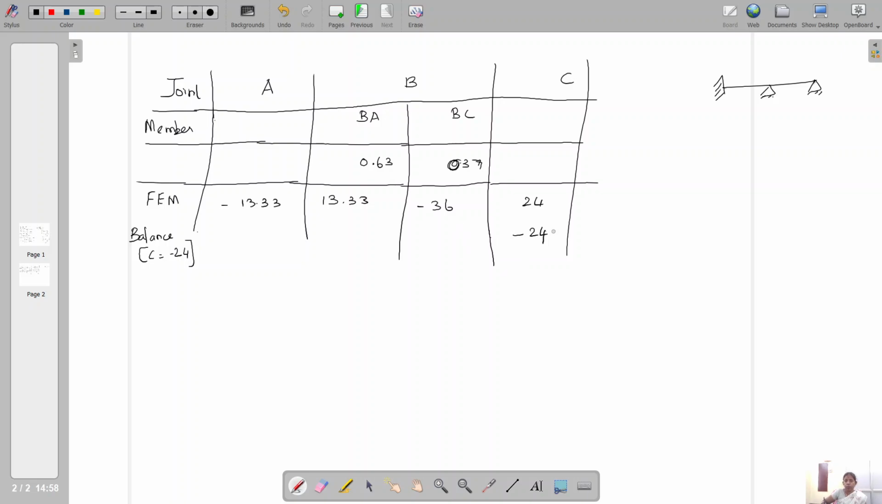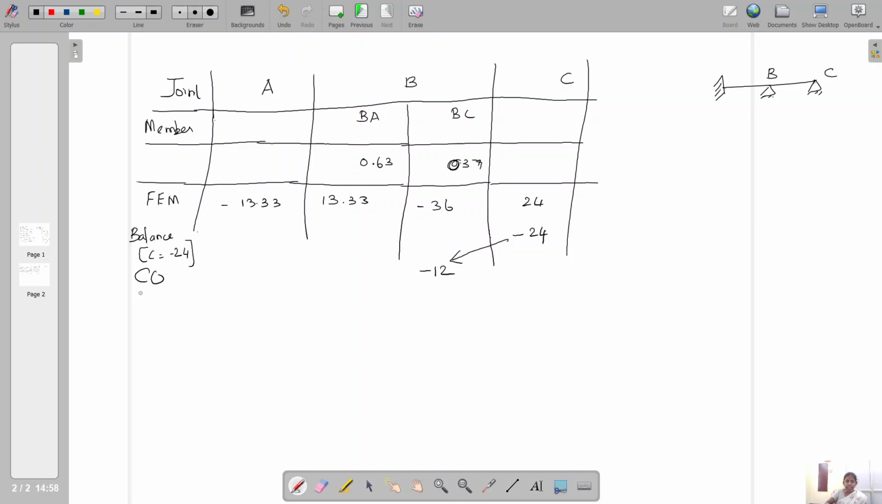Next one, if you balance this 24 with minus 24, we have to make carry over to the nearby point. What are the possible points here? From C to B is the possibility, where B is the intermediate support. It is also considered as a fixed one. Intermediate support is normally considered to be fixed. So the fixed support can have half of the moment, 24 by 2, that is 12. We have to follow the same sign for the value. So minus 24 by 2 is minus 12.